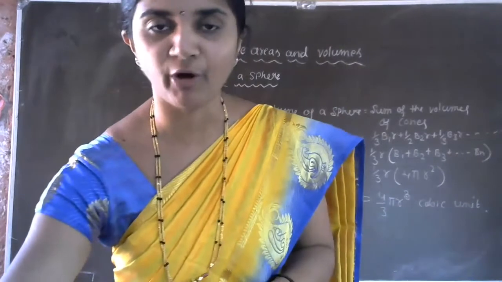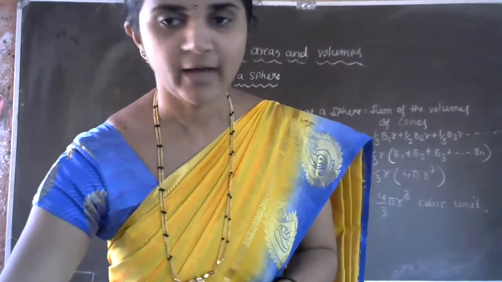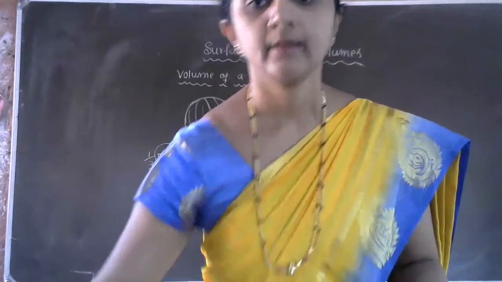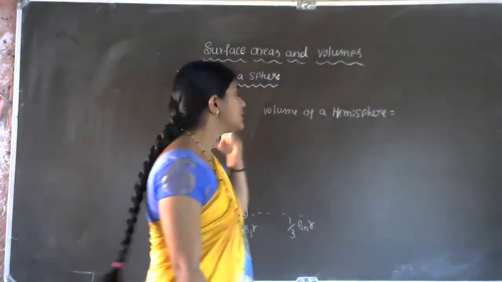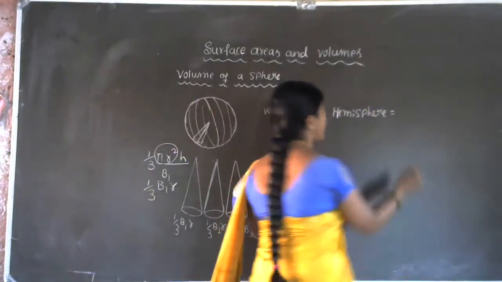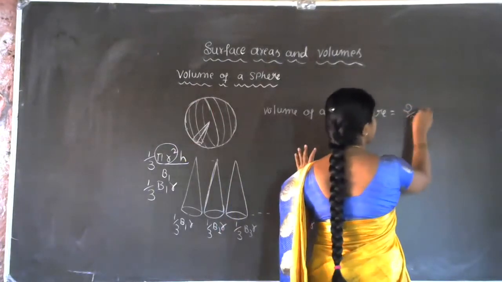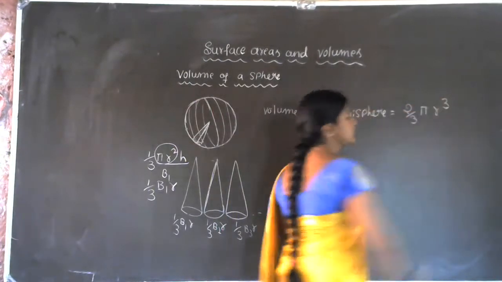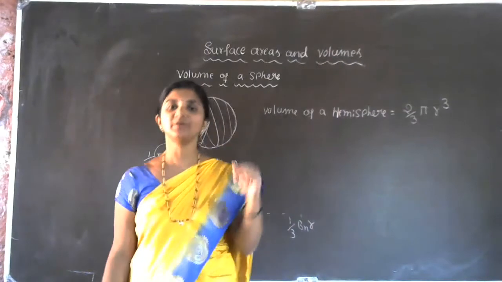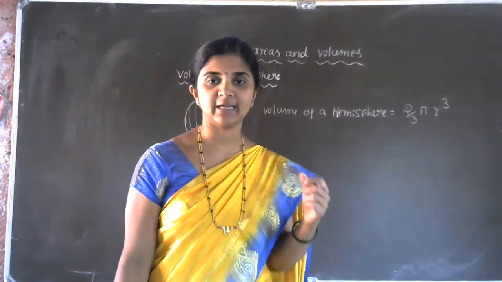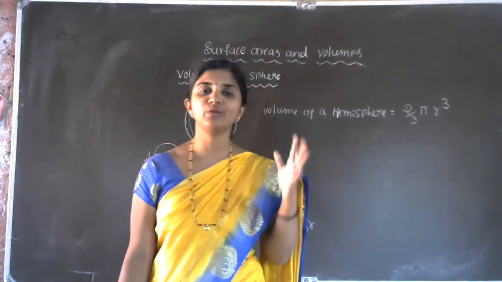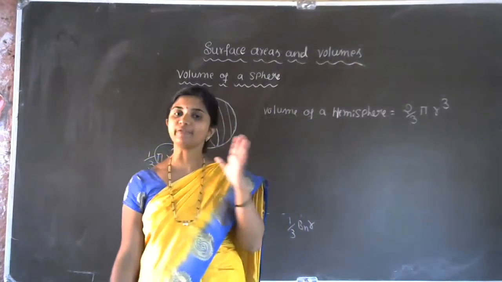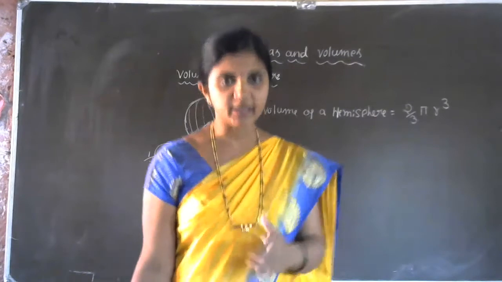Just see the formula of a hemisphere. The volume of a hemisphere is half of the sphere. So the volume of a sphere is 4 by 3 pi r cube, then the hemisphere is 2 by 3 pi r cube. This is about the volume of a sphere and the volume of a hemisphere. Got the idea now? Yes.